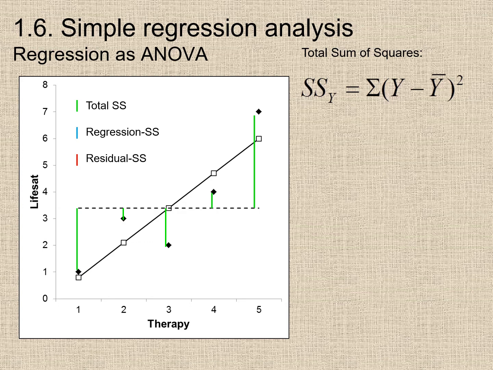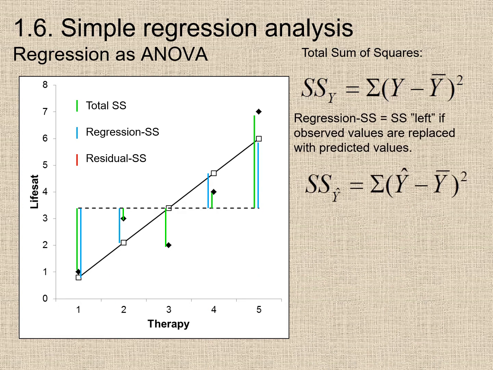So we replace each value with the predicted value for that level of the independent variable, and then we take that minus the mean, square that, and take the sum over all individuals. So this person has that value on the dependent variable, but according to the regression line, that person is predicted to have that value, and we take that predicted value minus the mean, and square that.